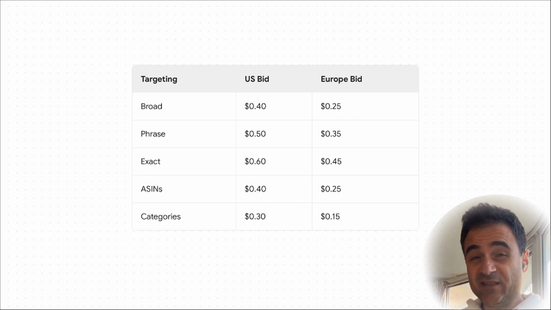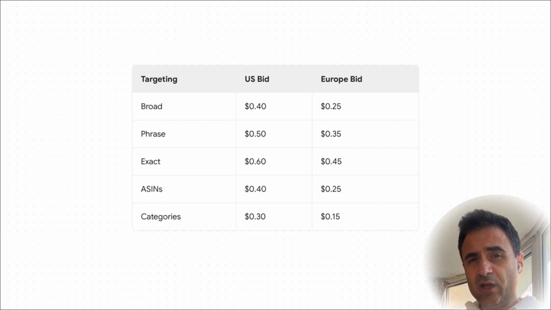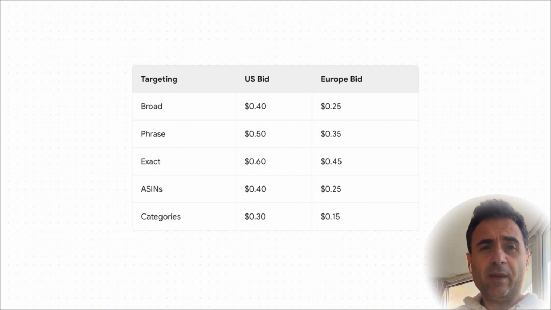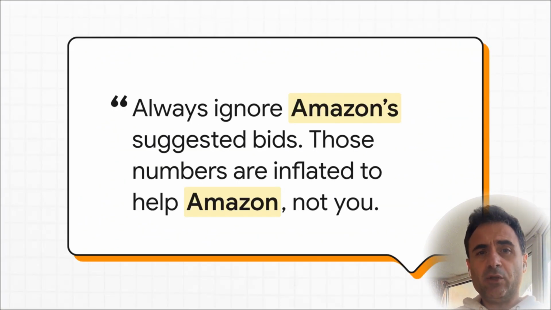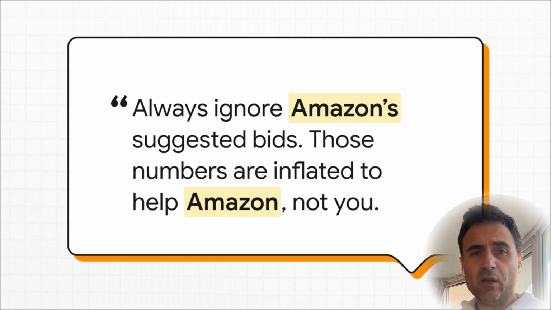These are conservative bids, and that's on purpose. They protect your budget while you're in that crucial data gathering phase. I really want you to burn this next part into your brain. Always ignore Amazon's suggested bids. Seriously, those numbers are inflated to get you to spend more money. They are there to help Amazon's bottom line, not yours.